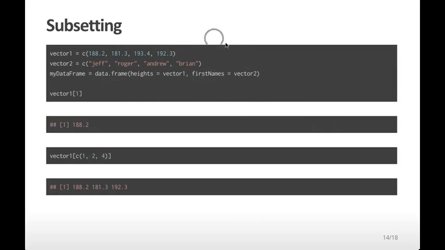Now if I want to access just the first value in the vector1 variable, I can do vector1 open hard bracket 1 close hard bracket. That will return just the first value from vector1.